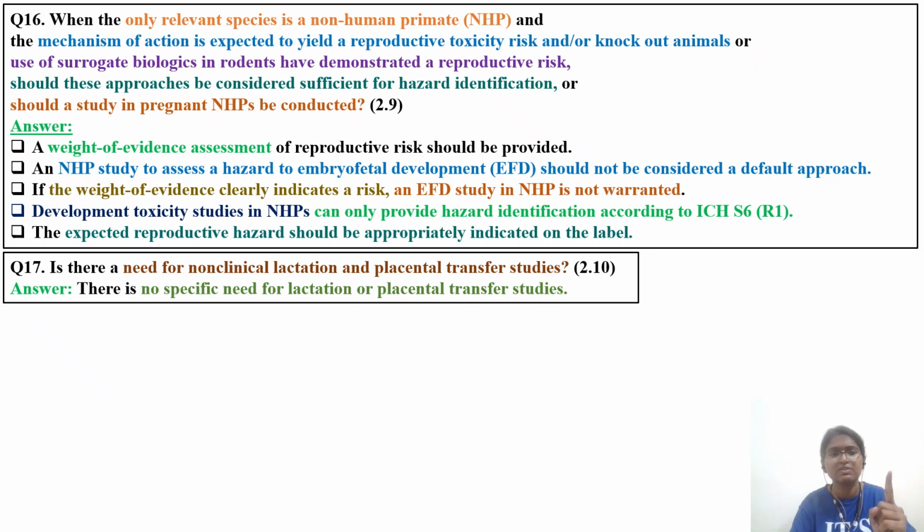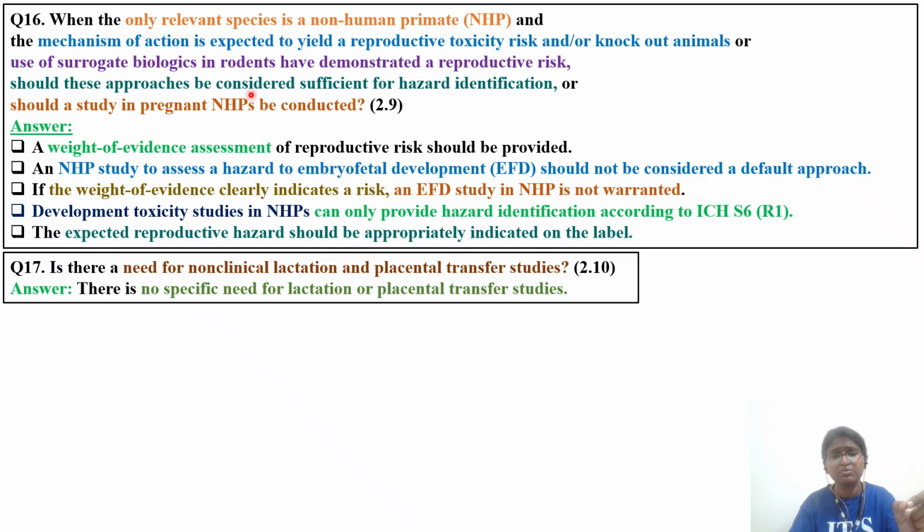Okay, next we'll see question number 16: when the only relevant species is a non-human primate, in this case a monkey, and the mechanism of action is expected to yield a reproductive toxicity risk or knock out the animals, use of a surrogate biologic. Surrogate biologic means the actual investigational new drug does not have any receptor in that particular model. But if it belongs to the same class of drugs, like tyrosine kinase inhibitors or ALK inhibitors, then surrogate biologics in rodents have demonstrated a reproductive risk. How should I explain? For example, cephalosporins like cefalexin, cefadroxil will be there. If one is able to prove in the rodent model that it addresses the reproductive risk.